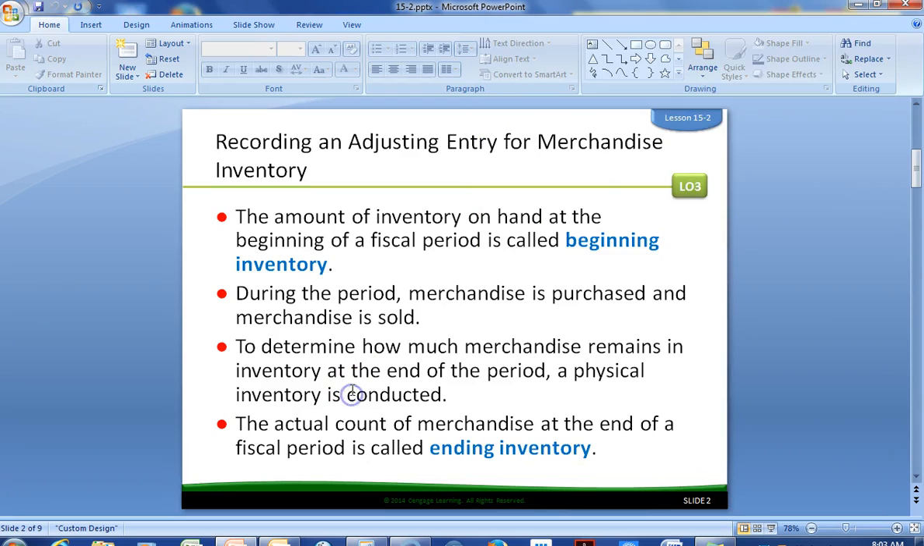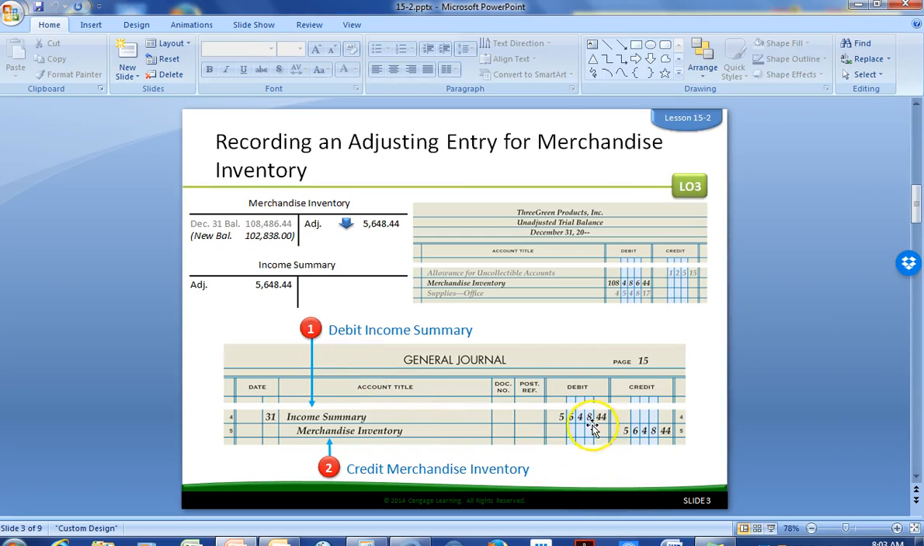Okay, so those are the 4 questions, and that's what we do right here. We've got merchandise inventory. We need to adjust it to get our new balance, and income summary is our adjustment. This is our trial balance. That's where it shows merchandise inventory originally. We have a debit in income summary right there, and a credit in merchandise inventory.